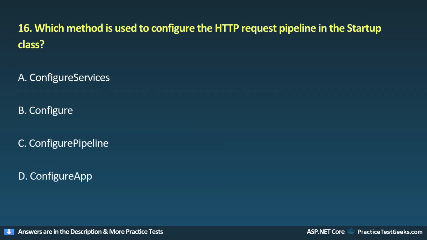16. Which method is used to configure the HTTP request pipeline in the startup class? A. ConfigureServices. B. Configure. C. ConfigurePipeline. D. ConfigureApp.